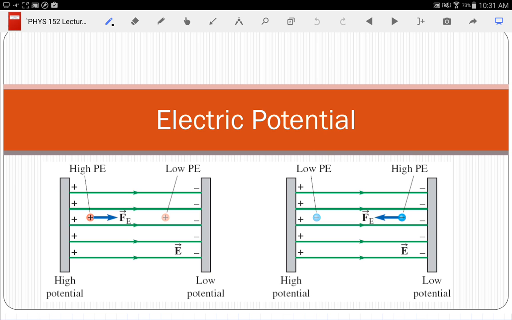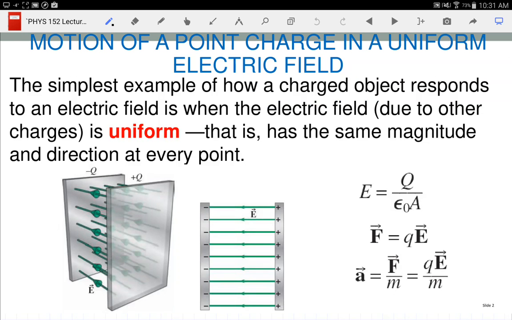Moving into electric potential. We're going to start where we ended up the last 3 slides from last lecture, the first 3 slides here.